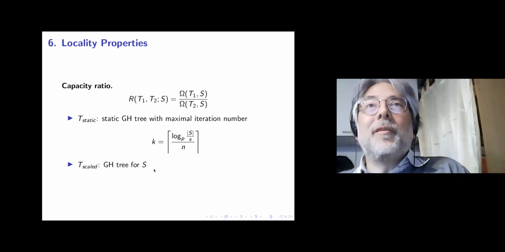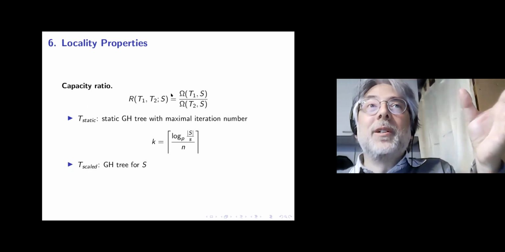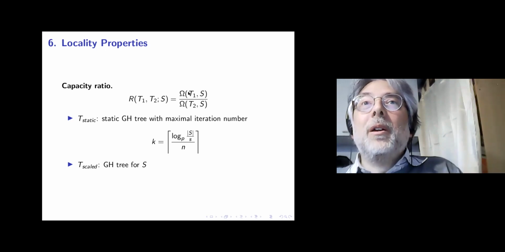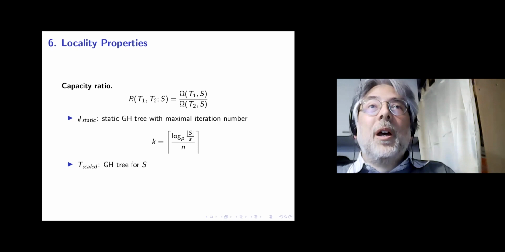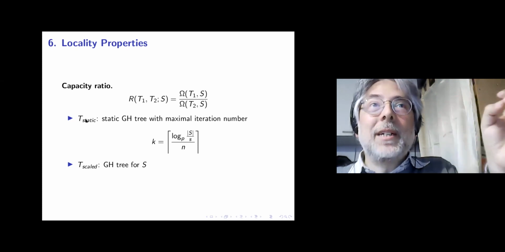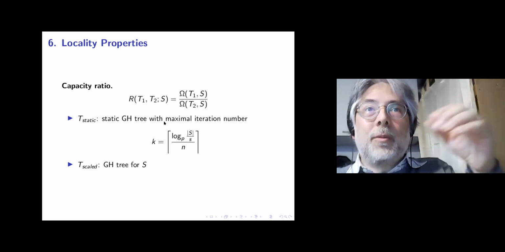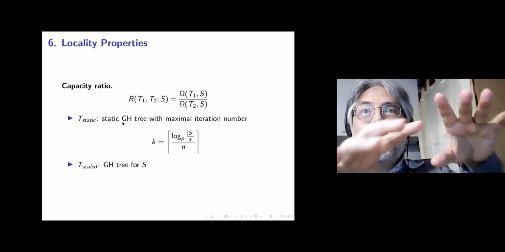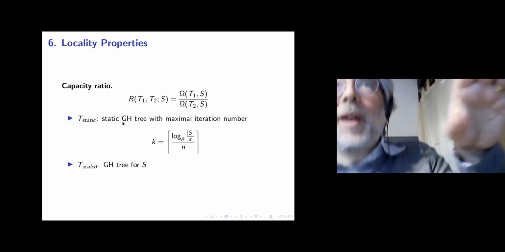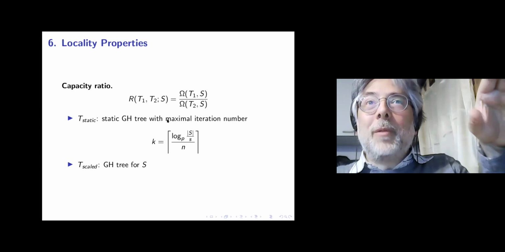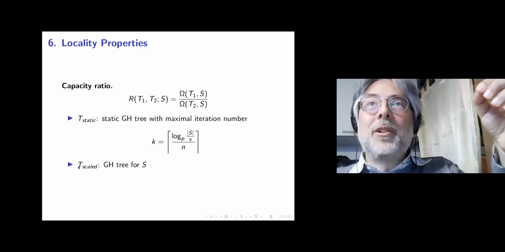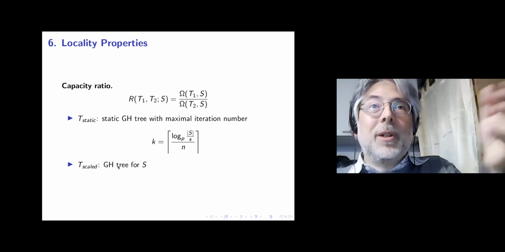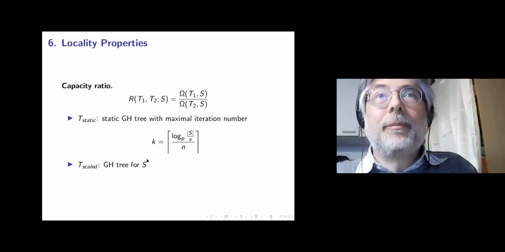And then, if you want to compare different trees, you can look at the capacity ratio: this omega divided by omega of the other tree. This is the ratio. And we will compare the static tree, the regular tree with possibly lots of empty leaf nodes but with maximal iteration number given by this number, and the other tree is the scaled Gray Hilbert tree for the data S.